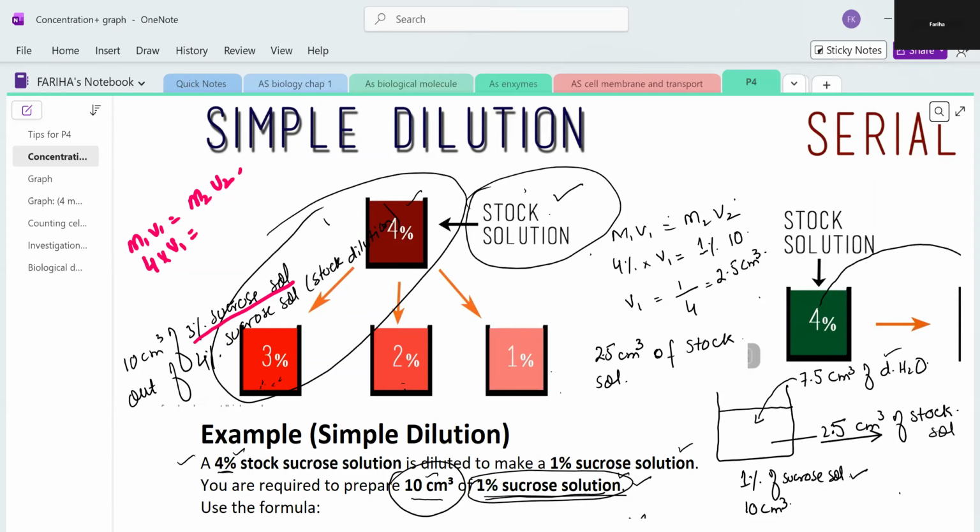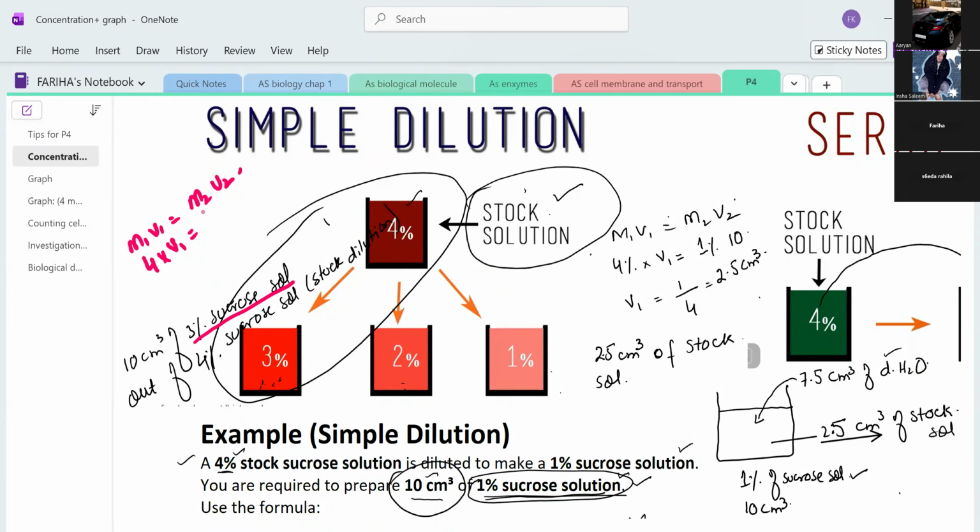The solution that we need to form. So what is the solution that we need? What is the concentration that we need to form? 3. Very good. Concentration could be given in the form of percentage or mole per dm cube, or the examiner can write only M.